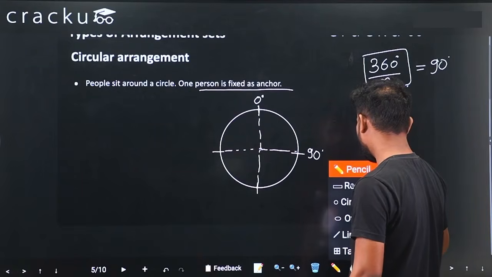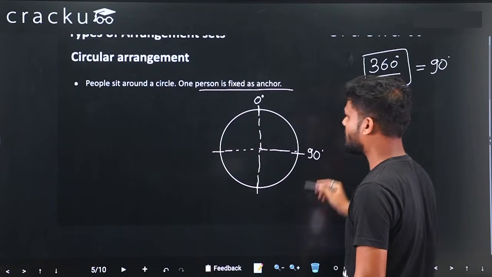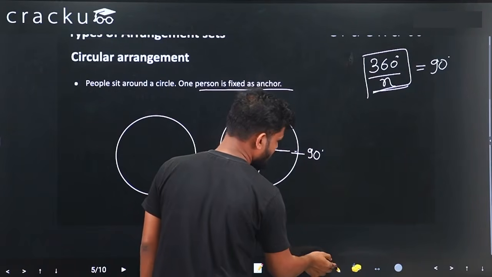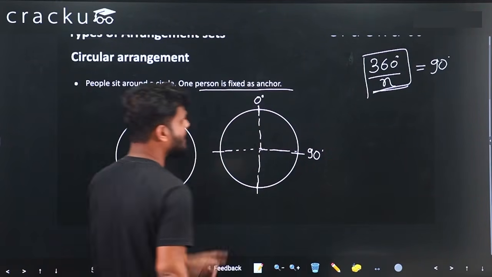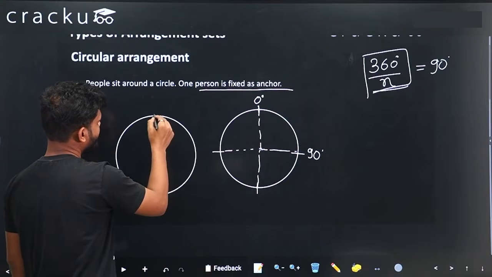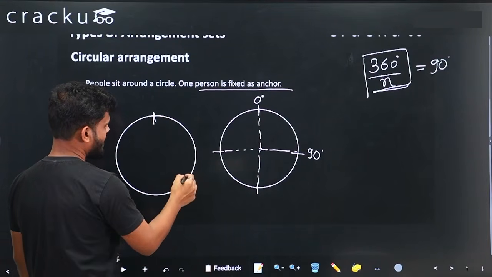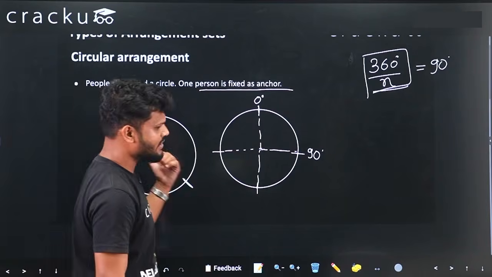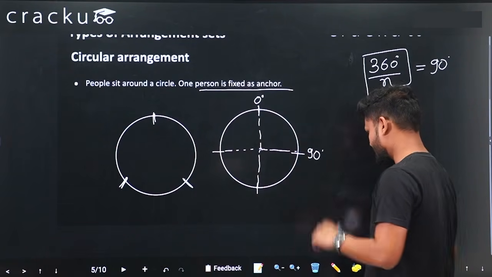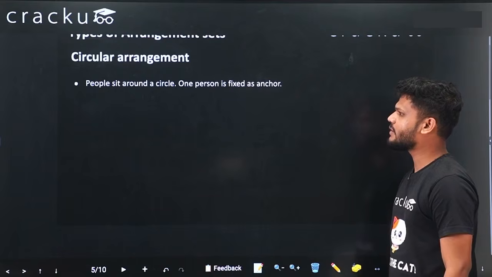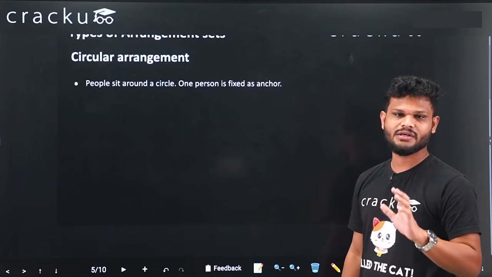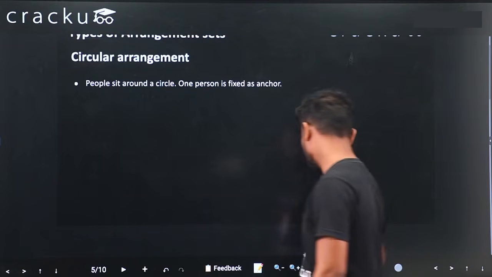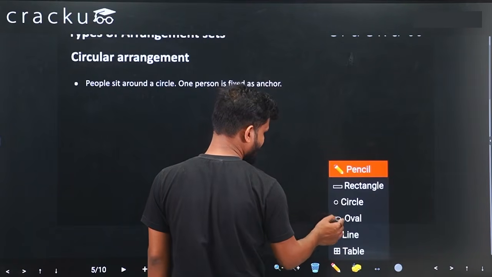What if I say there are 3 people? So for 3 people, what would you do? You would divide the circle into 3 equal parts. So 120 degrees. This is our anchor. 120 degrees from here will be this, and another will be at this. So this is how symmetrically we divide the circle. Now let us look at the anchor and the positions based on them. So let us divide the circle into 8 equal parts. How would it look? It would look something like this.